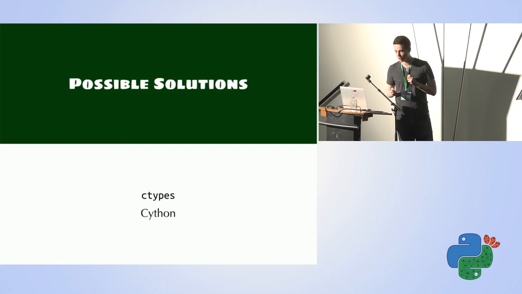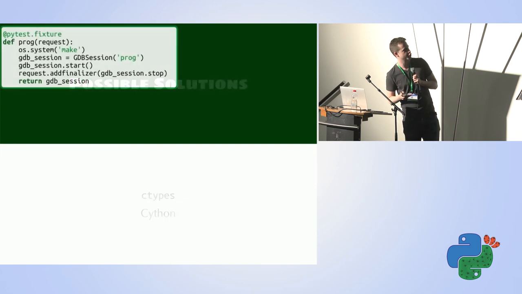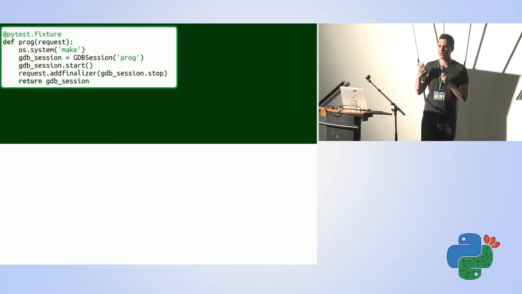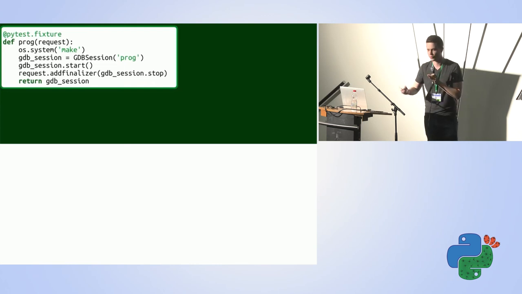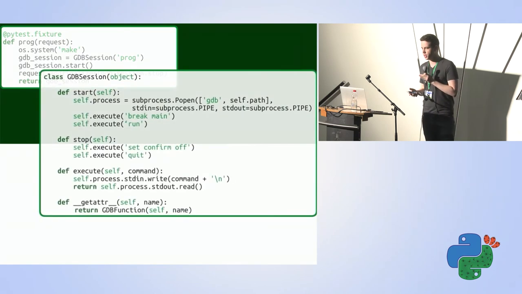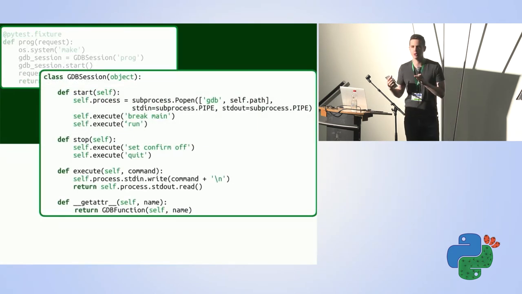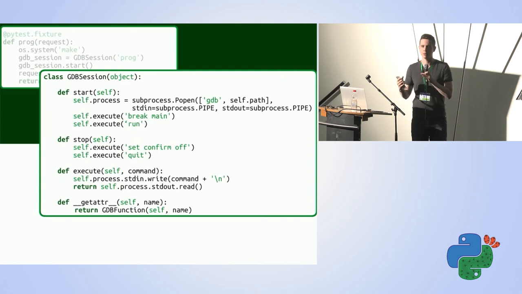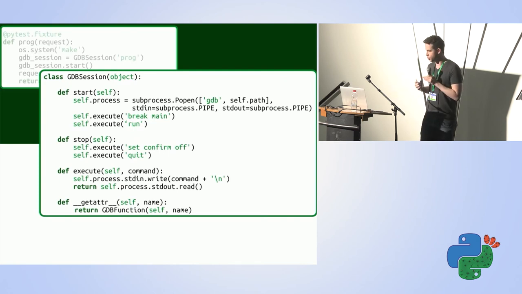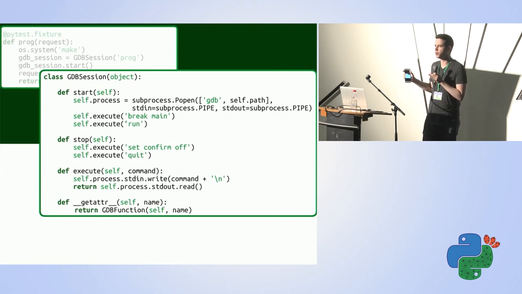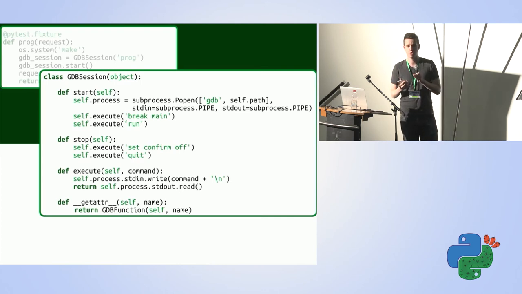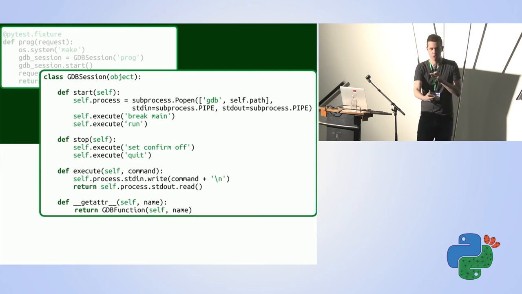So we ended up implementing this fixture, right? What it does is compiles our code, okay? And then it wraps our program in a GDB session. And then it starts this session, and at the end of the test, it stops it. And what a GDB session is something that once started, Popens GDB on our program, and then places a breakpoint at the main entry point and runs until there. And when it stops, it just quits. And in between, it provides an interface to issue GDB commands, okay? So you can do virtually anything you want with a running debugged program.